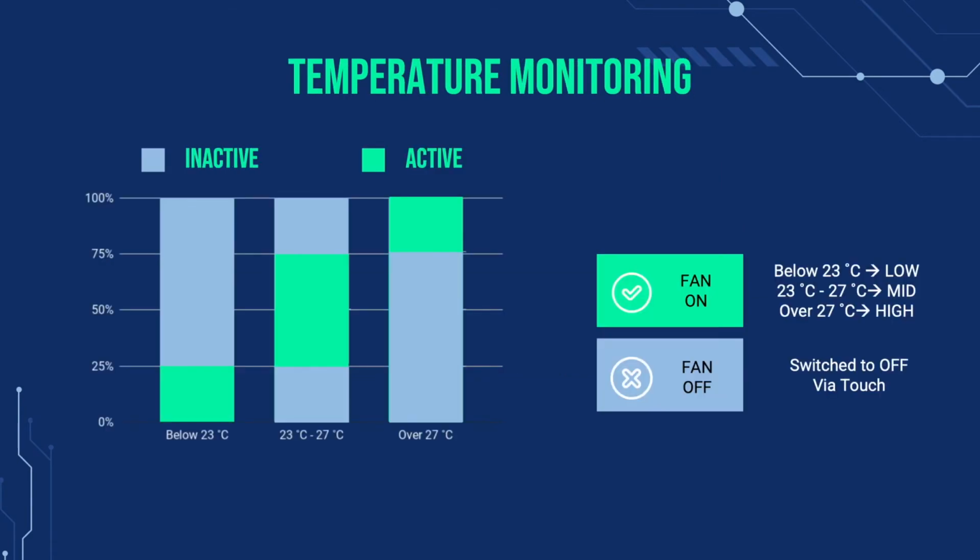So there will be some temperature monitoring based on the room temperature in the auto mode. If the room temperature is below 23 degrees Celsius, the fan will operate between 0 and 25%. If it's between 23 to 27 degrees Celsius, it will operate at 25 to 75%. And the rest will be if the room is over 27 degrees Celsius.